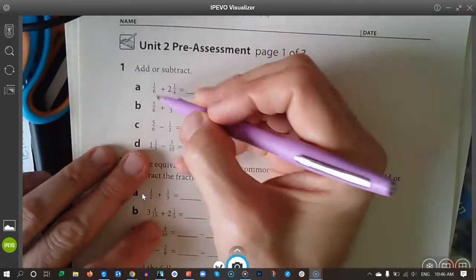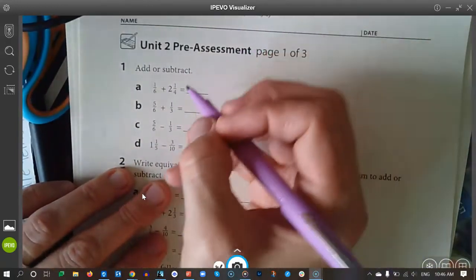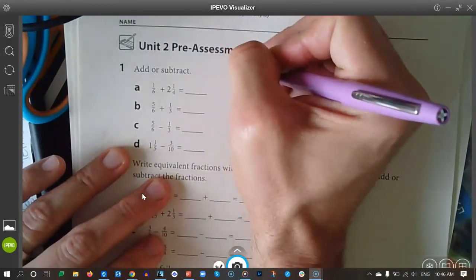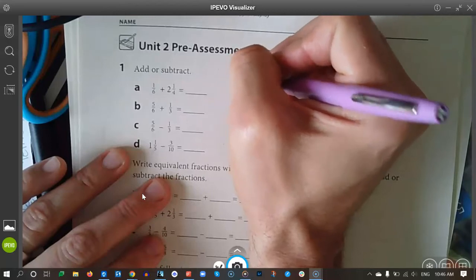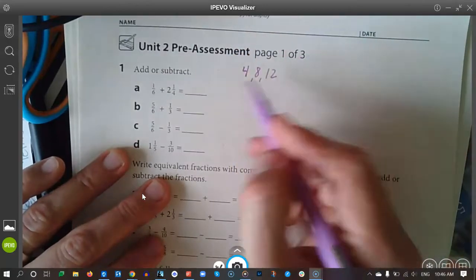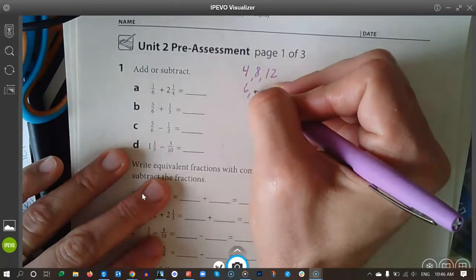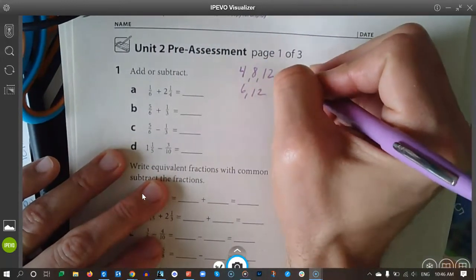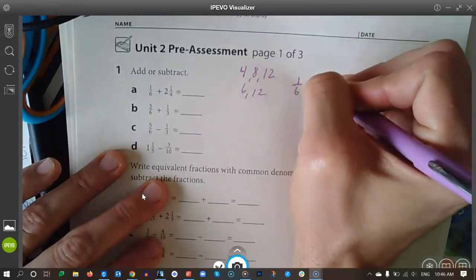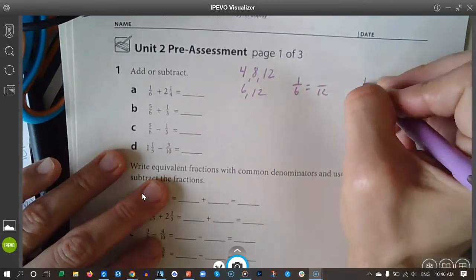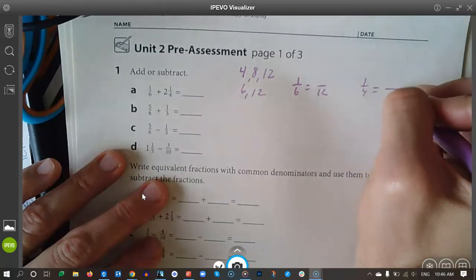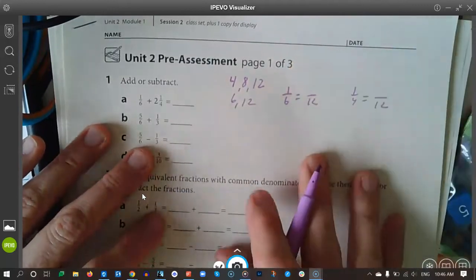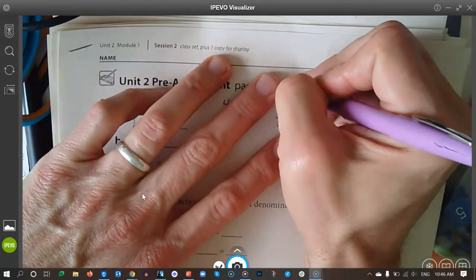All right. So if I have 1/6 plus 2/4, I look at those denominators, they're not the same. So then I start thinking about what they have in common. So I have 4, 8, 12. I'm going to start with 12 because I know I can just go with 6 and 12. So that means I'm going to have to take 1/6, turn it into something over 12, and take 1/4 and turn it into something over 12.